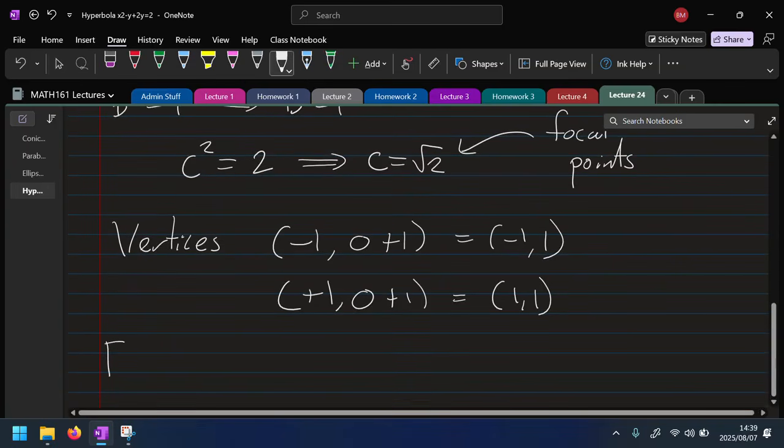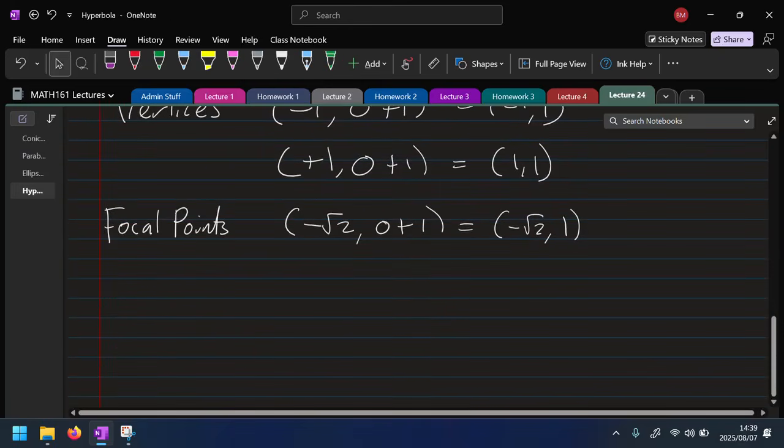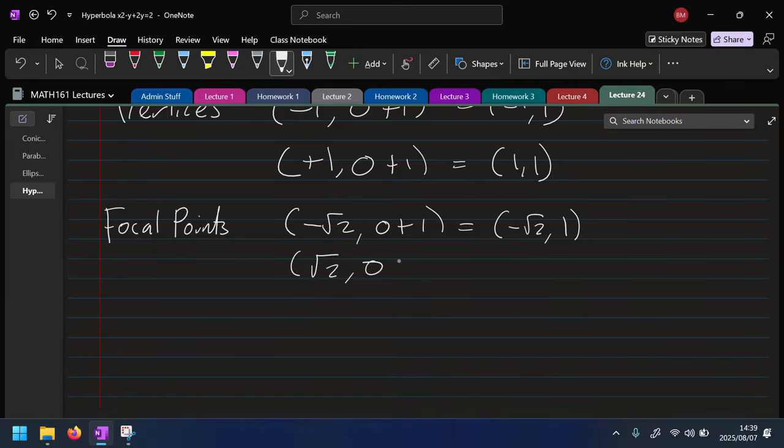Okay, what about the focal points? Okay, similar thing. It's going to be left and right. So it will be -√2 and 0. So that is if it's along the x-axis, but it shifted up, so +1. Okay, so that's for the left one, and then the one on the right, that will be √2 and 0, but it shifted up, so +1. Okay, so we end up with that.